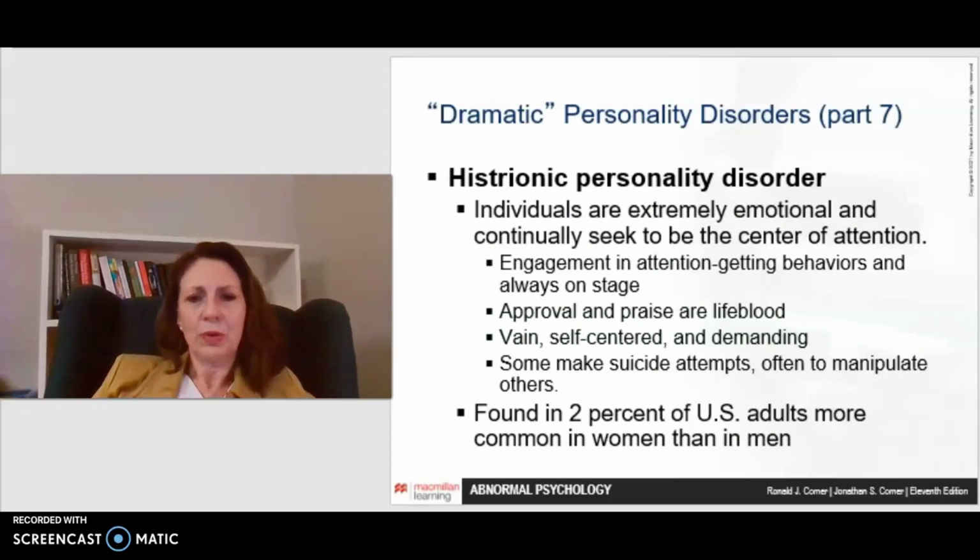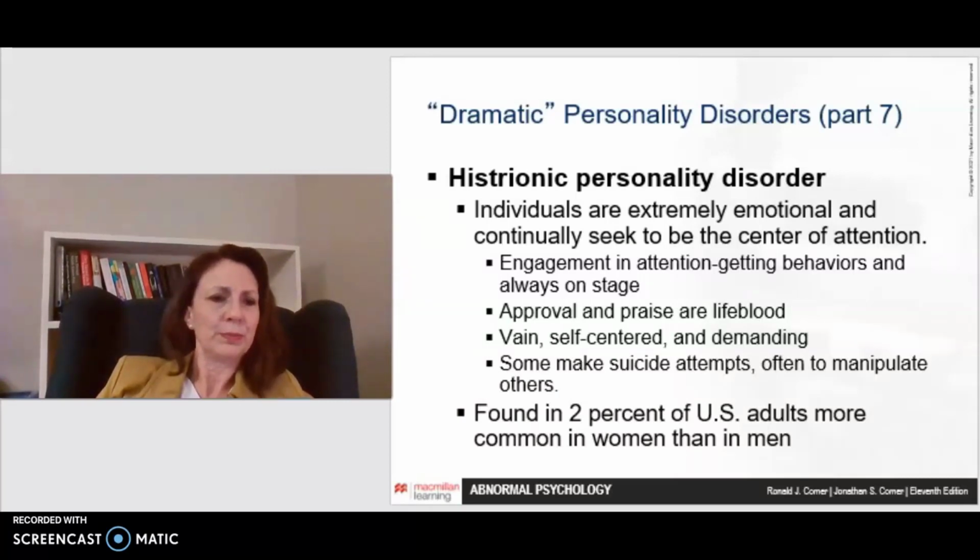Histrionic personality disorder involves individuals who are extremely emotional and want to be the center of attention. They're always on stage. They really have to have approval and praise. They can be very vain, self-centered, and demanding. Some make suicide attempts, often to manipulate others. This is found in 2% of U.S. adults.